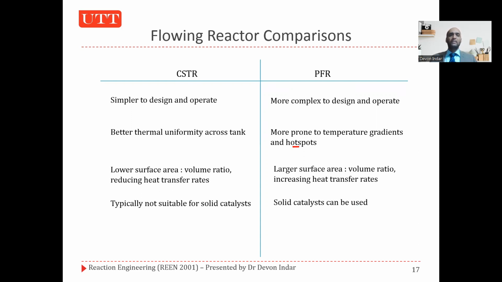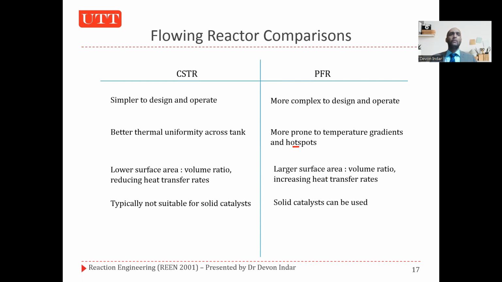Flip side is CSTRs tend to have lower surface area to volume ratios because it's just a large tank. So you can't really get as high a rate of heat transfer. If you need to get heat into or out of a CSTR, you typically either need to put a jacket around the CSTR or a coil inside of the CSTR. Whereas a plug flow reactor very closely resembles a heat exchanger. You have banks of tubes and you can flow heating or cooling medium around those tubes. So you can control the heat into or out of them a lot better.